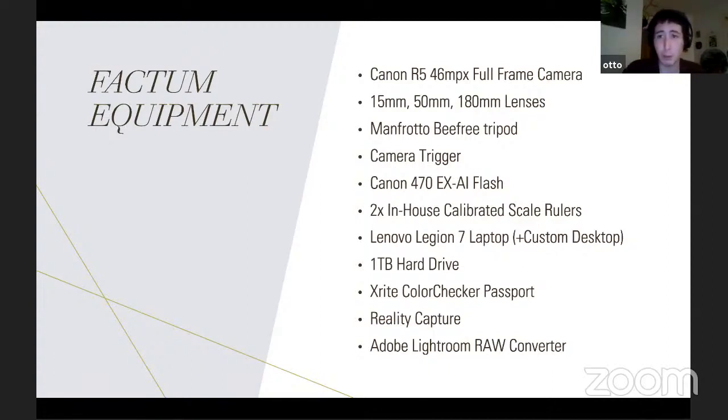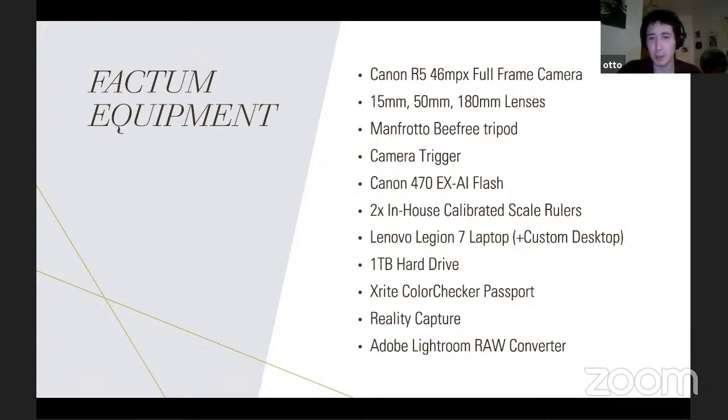So my personal equipment, which is sort of what Factum's equipment is largely based on, is a Canon R5, which is a 46 megapixel camera with a set of wide angle, 50mm and then telephoto lenses. And yeah, we have in-house calibrated scale rulers, which are basically targets that are known targets to Reality Capture software. So Reality Capture can recognize the targets on the scale rulers, and I can then just define the distance between those two targets.